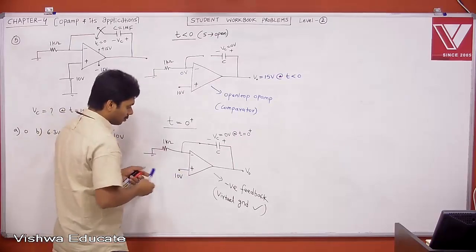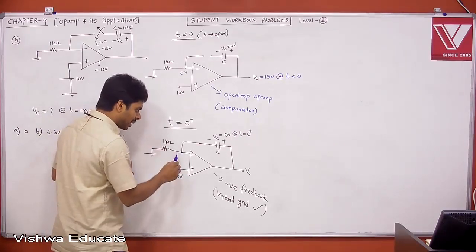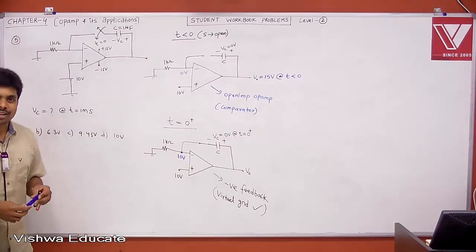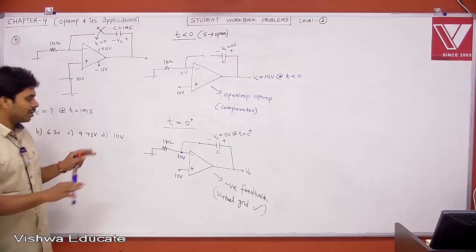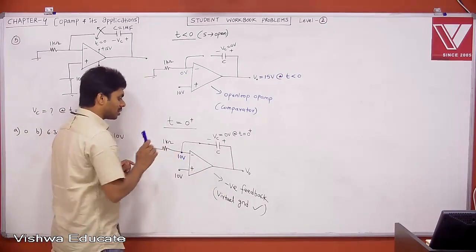We know the voltage at plus. What is that? 10. Then what is this voltage? Now the voltage is 10 only. That is your virtual ground concept. Right? Now, a very important point. Therefore, we applied that this is negative feedback, the virtual ground concept is valid, and now this is 10 volt.